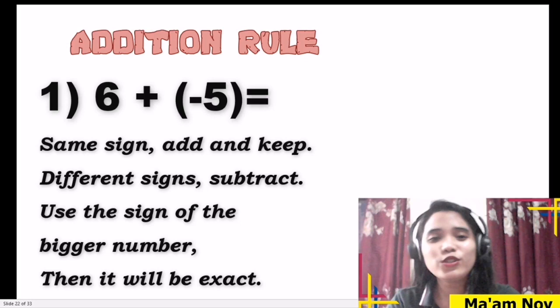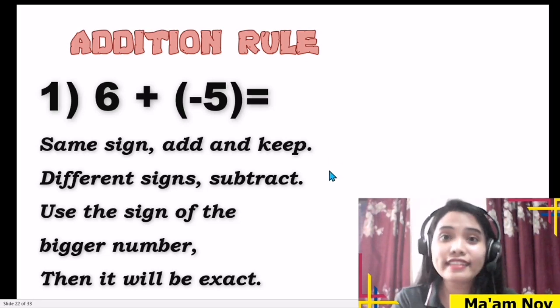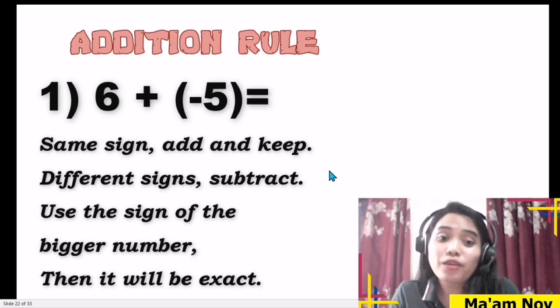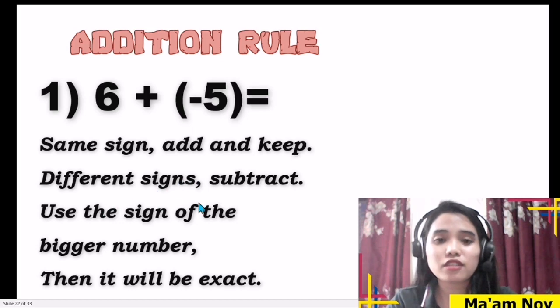Alright. So, yun lang. Same sign. You just add and keep the sign. When different signs naman, we will just subtract and we will use the sign of the bigger number. Then it will be exact. Okay, so let's apply the rule. We have same sign, add and keep, different sign, subtract.